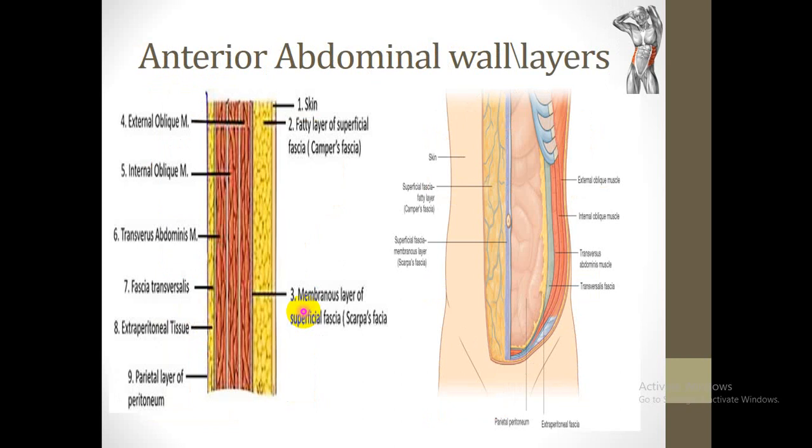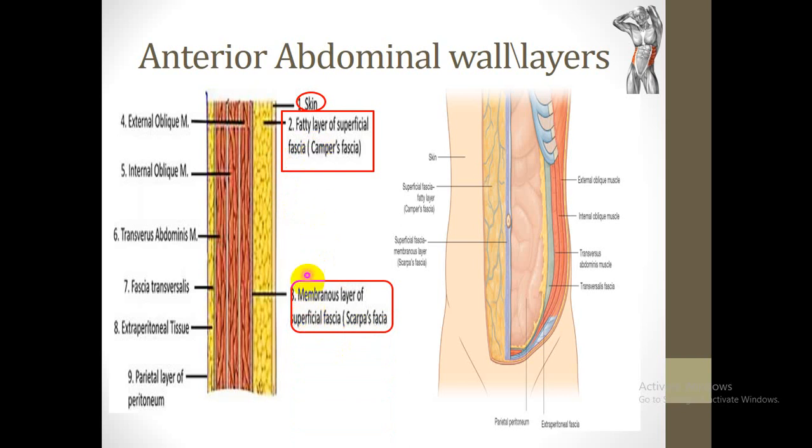Some anatomists divide it into 9 layers when we divide the second layer into 2 layers, as we said following. So the first layer is the skin, this is the skin of the anterior abdominal wall. The second layer is the fatty layer of superficial fascia, or Camper's fascia. The third is the membranous layer of superficial fascia, Scarpa's fascia.